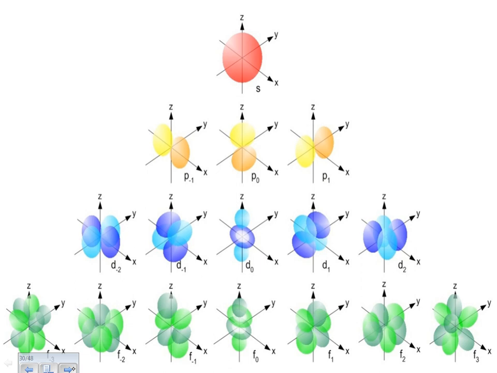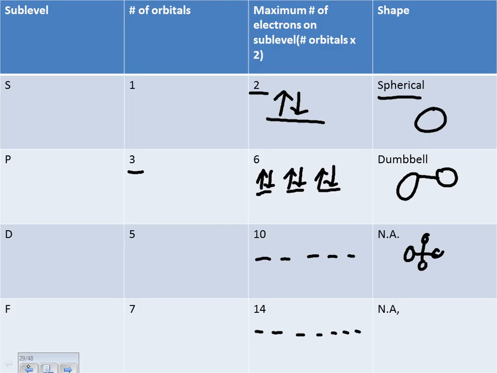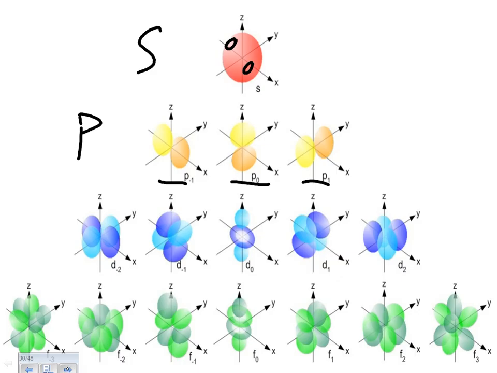And this is what they look like. You see up here, this is our S orbital. It's a sphere, and it can only hold 2 electrons somewhere within the orbital. This next level is P, and you see how we have 3 orbitals within that sublevel. Each one of these orbitals contains 2 electrons somewhere within those orbitals.